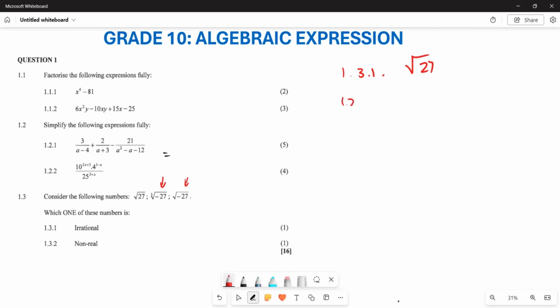Then 1.3.2 now. They want you to find out which number is non-real. If you come to your calculator and ask for the root of negative 27, you are going to get an answer that is undefined. So this is going to be the number that is non-real altogether, right? Basically, this is what you are expected to do in these types of questions. Thank you very much.